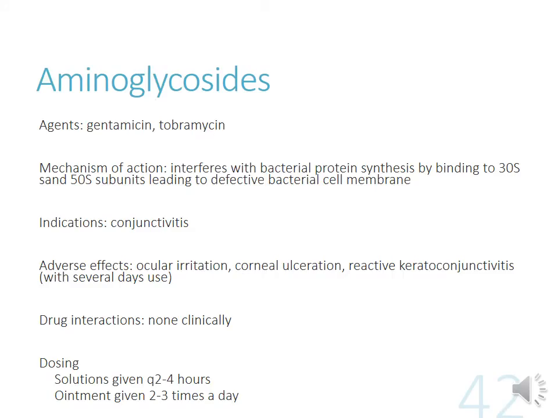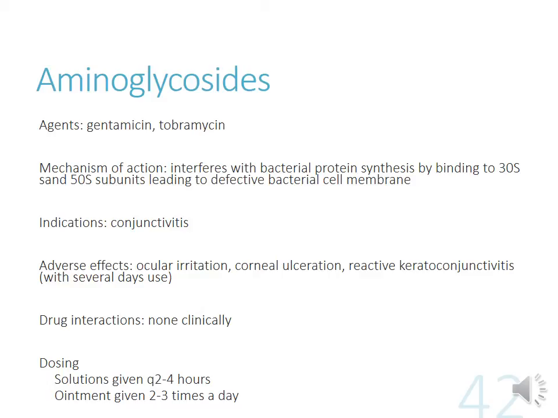Okay, we also have some aminoglycosides as well. So we have gentamicin and tobramycin. You'll see there's a third aminoglycoside that's not used as an ophthalmic product, but used systemically. This one is going to be interfering with bacterial protein synthesis. It's working on both the 30S and the 50S ribosomal subunits. And again, that's preventing protein synthesis from occurring. So kind of similar to macrolides, but this one's working on both the 50S and the 30S ribosome at the same time. Again, main indication is going to be conjunctivitis.